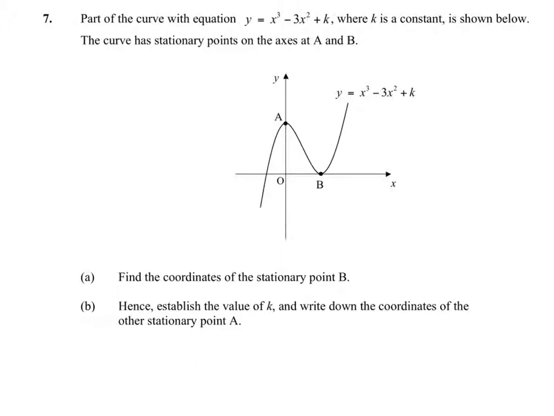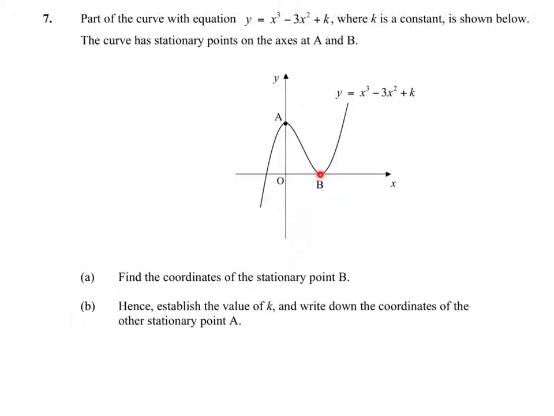Question number 7. Part of the curve with equation y equals x cubed minus 3x squared plus k, where k is a constant, is shown below. The curve has stationary points on the axis at A and B. Part A of the question asks us to find the coordinates of the stationary point B. So that's the one on the x-axis.